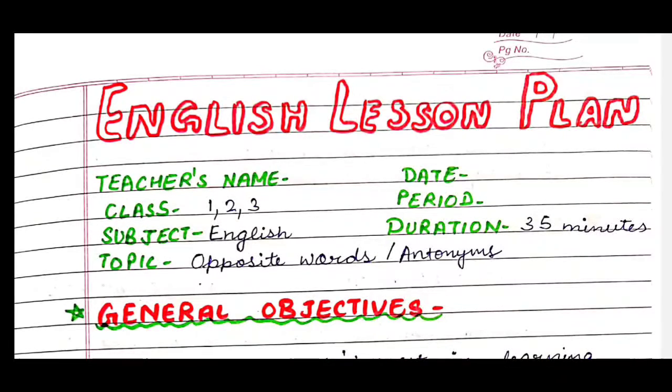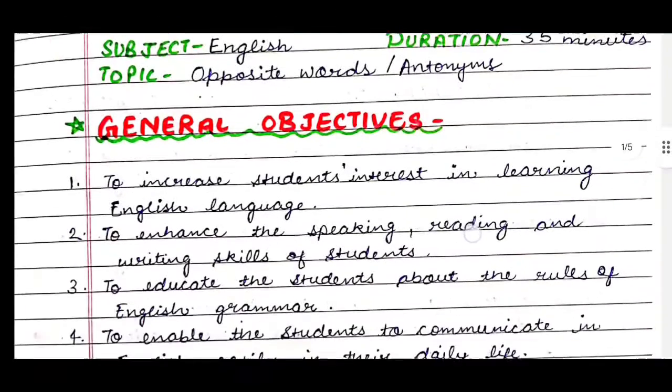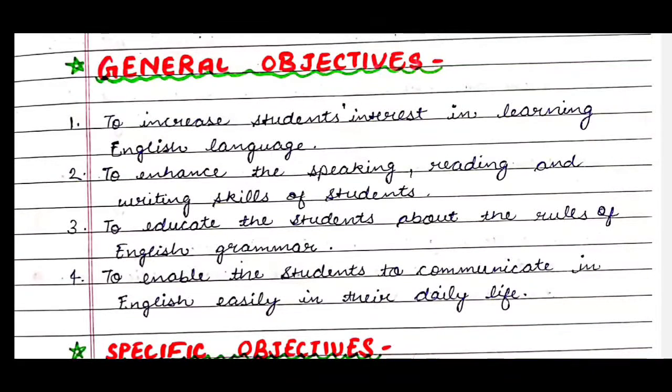Okay, now let's continue. So after that, in our lesson plan, we'll write general objectives. First one is to increase students' interest in learning English language. Second, to enhance the speaking, reading and writing skills of students. Third, to educate the students about the rules of English grammar. Fourth, to enable the students to communicate in English easily in their daily life. You can use these general objectives and copy paste them in every English grammar lesson plan.